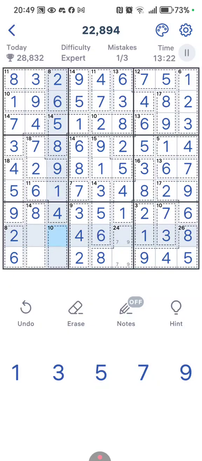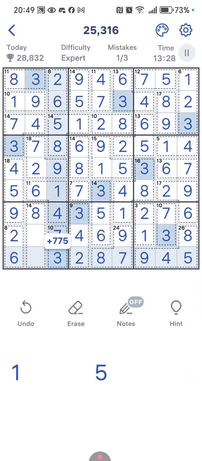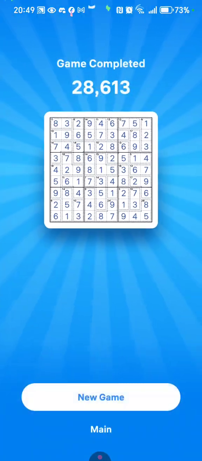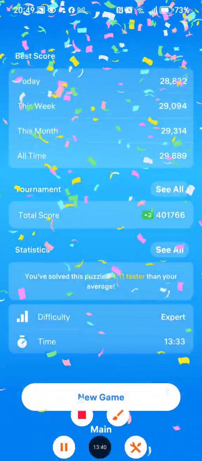So what's left over here? This is 3 and 7. So this is going to be 7. And 3. 8 and 1. This is the 5. Woohoo! Nailed it. Anyway, that one wasn't particularly taxing.